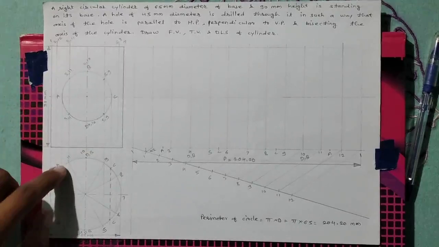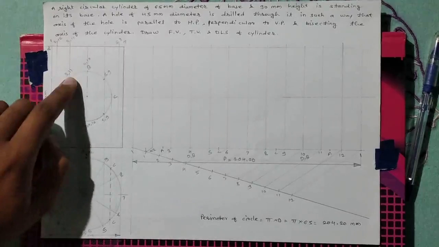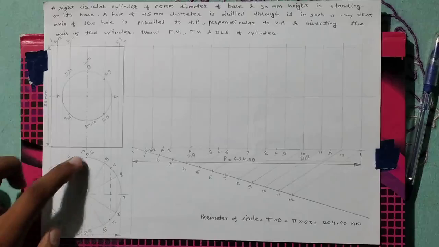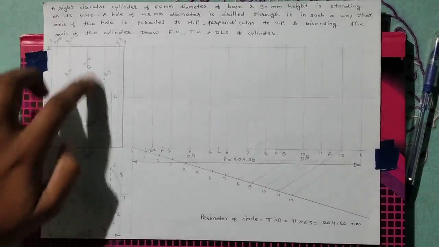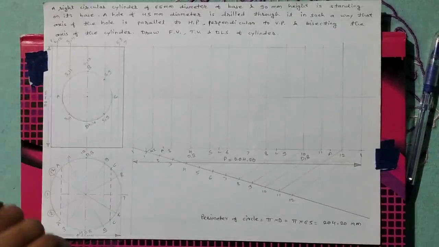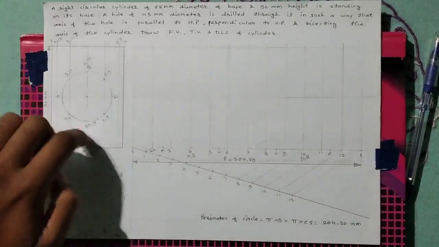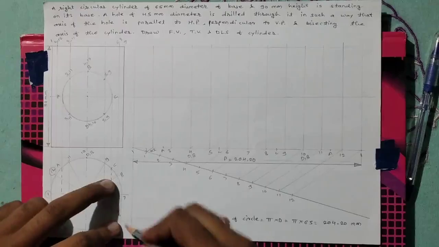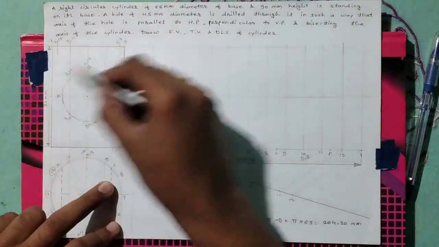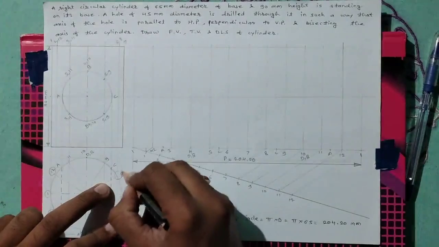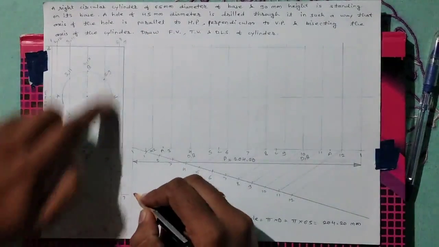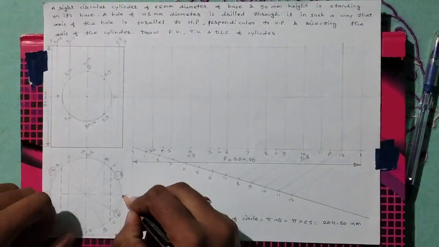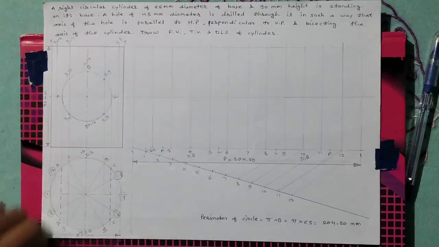After that 3 and 11, this point intersects here. 4 and 10, this line intersects here for this profile. After that 5 and 9, this also intersects here. Point C also from here. 6 and 8 do not intersect this circle, therefore neglect this. Point 7 also will not intersect the circular profile, therefore neglect this.